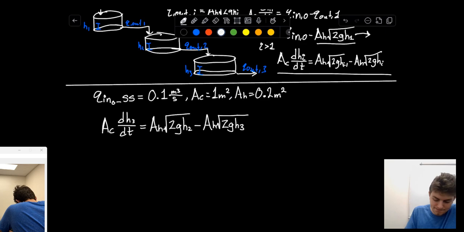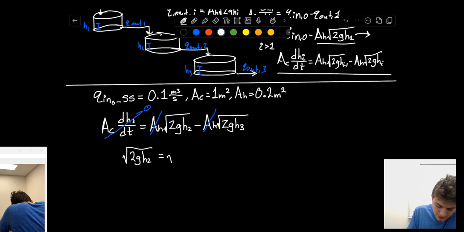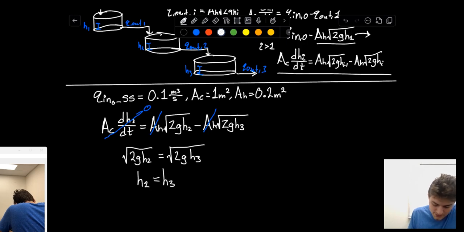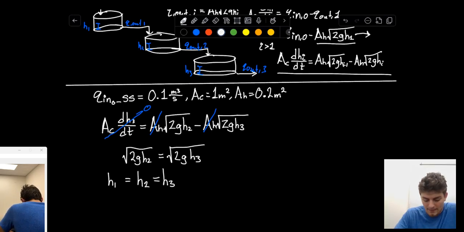Well, we can say that this is going to be equal to 0. There's no change. And so then area of the hole is also going to fall off here, and we're simply going to be left with root 2gh2 is equal to root 2gh3. Square both sides and divide by 2g. We can see that h2 is going to be equal to h3. And again, that should be equal to h1, by induction. We could go ahead and write that out, but I won't here for the sake of time.